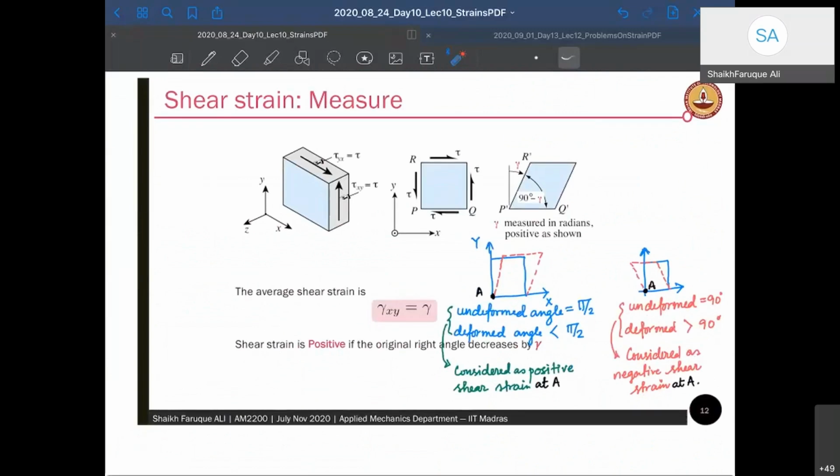So when the shear stress is positive, the shear strain is also positive, and that means the angle has moved from 90 to lesser than 90. If the angle has moved from 90 to greater than 90, it's a negative shear strain. This is a positive shear strain here, where the angle has moved to lesser than 90. This is a negative shear strain here because the angle at A was 90 and now it is more than 90, an obtuse angle. And this is a positive shear strain.